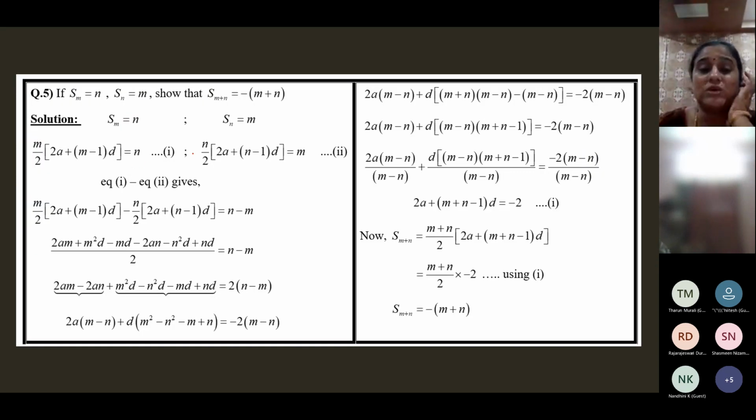All right, so here we have two different equations. This is one, this is the other. Let's write them using the formula. Sm is equal to m by 2 of 2a plus m minus 1 into d, is equal to n. That's the first equation. And the other one is Sn, n by 2 of 2a plus n minus 1 into d, is equal to m. Now we're going to subtract these two equations.